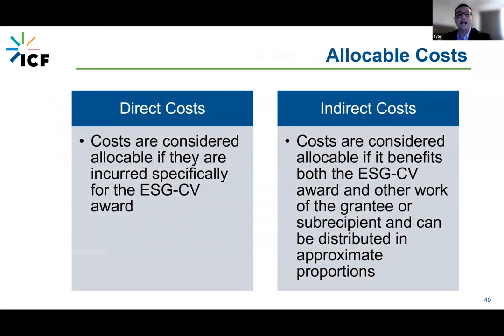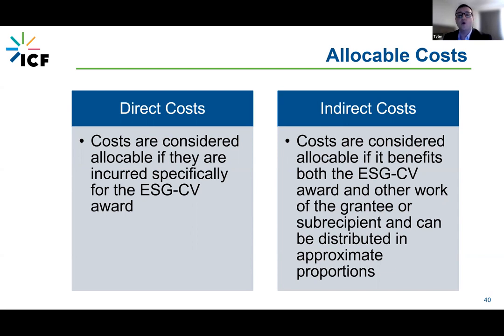So a cost is allocable to the ESG-CV award if the goods or services involved are incurred specifically for the ESG-CV award. This would be considered a direct cost, or benefits both the ESG-CV award and other work of the grantee and can be distributed in proportions that may be approximated using reasonable methods, or is necessary to the overall operation of the grantee and is assignable in part to the ESG-CV award, and this would be an indirect cost.